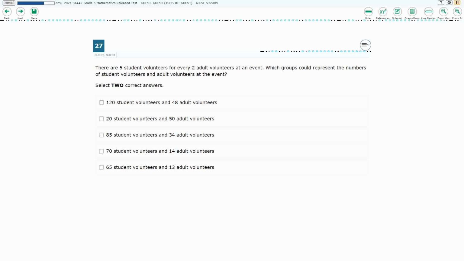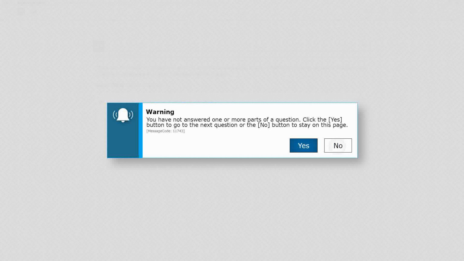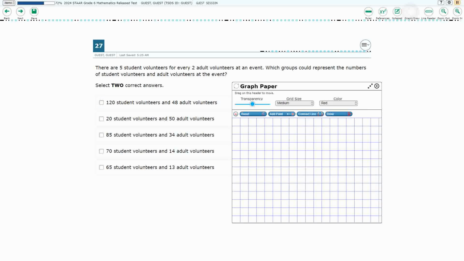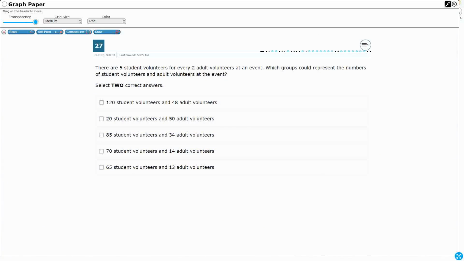All right, so we need to select two correct answers. So I'm just going to randomly select these first two. Notice I cannot select a third, so it's impossible to select three. And if I just select one, it is going to give me a warning saying you have not completely answered the problem. So let's make sure we get both points on this 2-point problem.